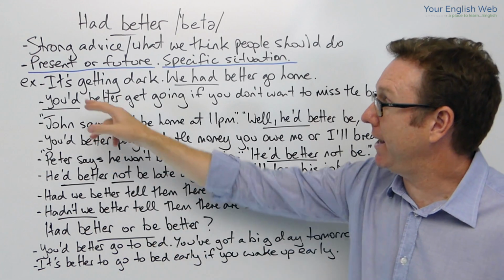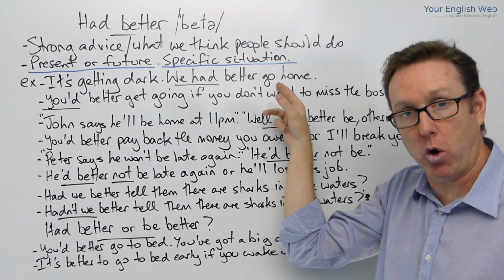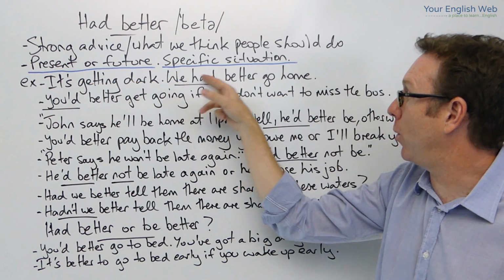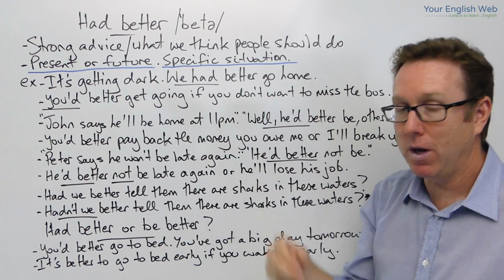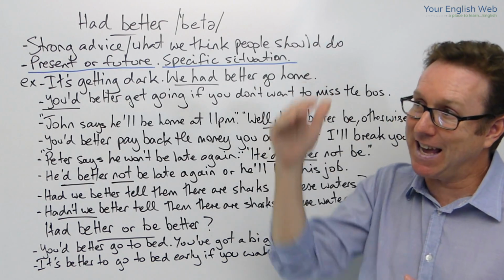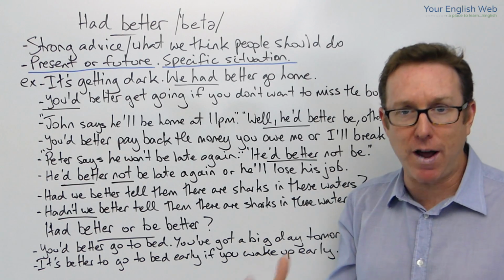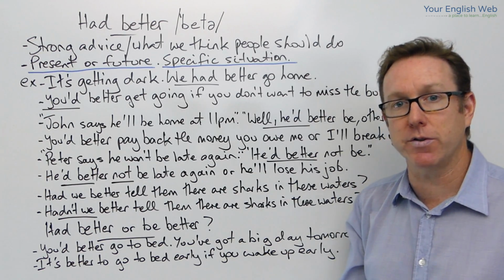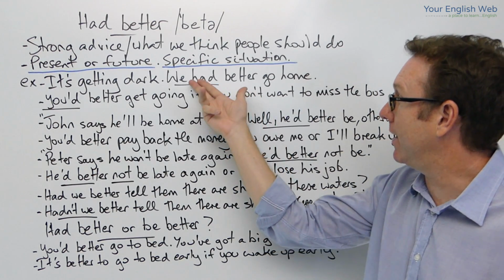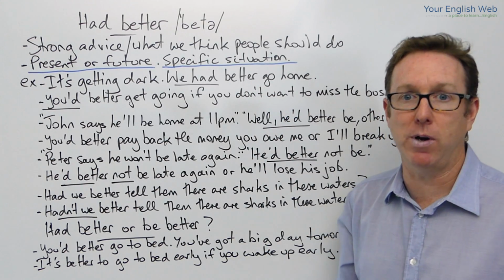Now, the first one here is: it's getting dark, we had better go home. So it's a good idea that we go home because it's getting dark. I want to get home before it's dark, the traffic, all of these situations. So it's a good idea, we had better go home. All right, that's example number one.